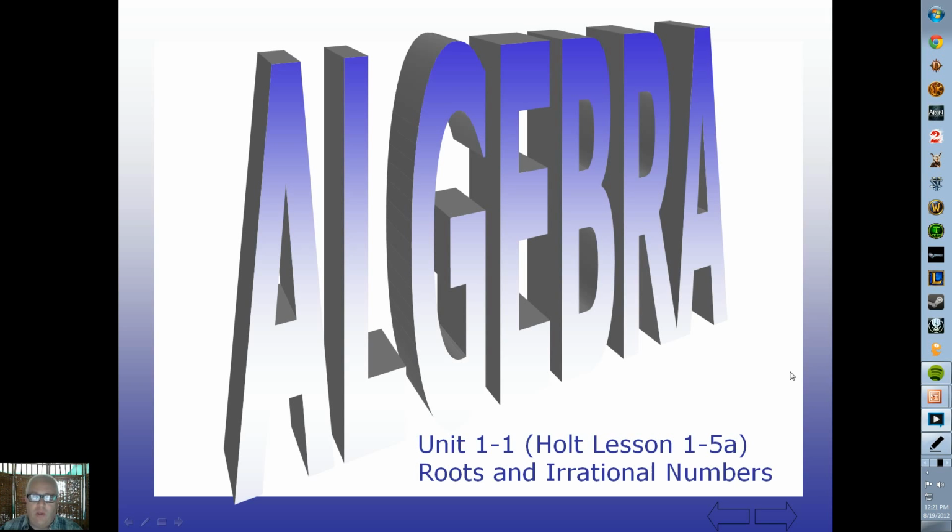This is Unit 1-1, as you can see right here at the bottom. You'll notice it says Holt Lesson 1-5. That simply means Chapter 1, Lesson 5. That's where we'll be starting. And the little A there implies there's going to be a Lesson B that's going to follow it pretty soon. This is called Roots and Irrational Numbers, as you can see down there.